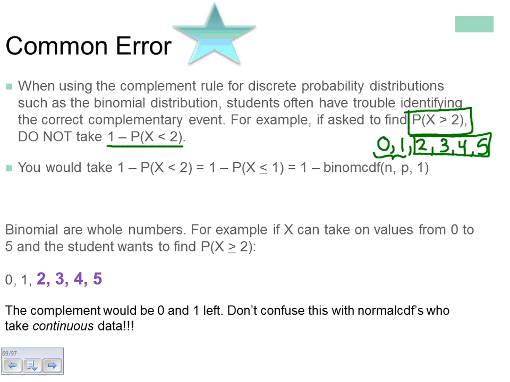So if you said 1 minus less than 2 right here, then when I put it in my calculator, I'd need to put a 1 in there, because if I put a 2, it's going to include it in that binomial CDF. All right, hopefully that makes sense. If you need more help, let me know. This is a really common mistake, though. Make sure that you have this down.